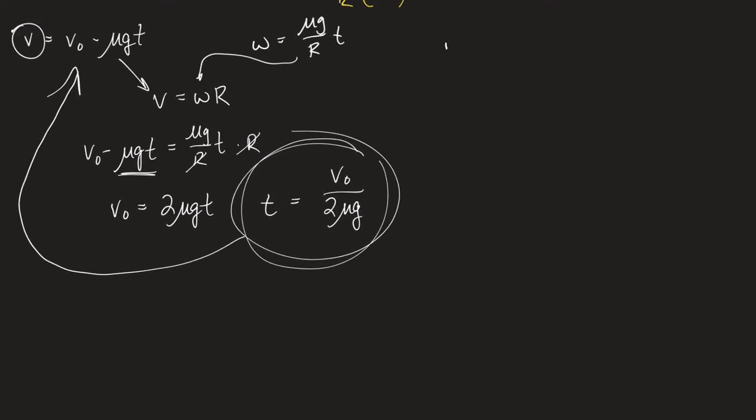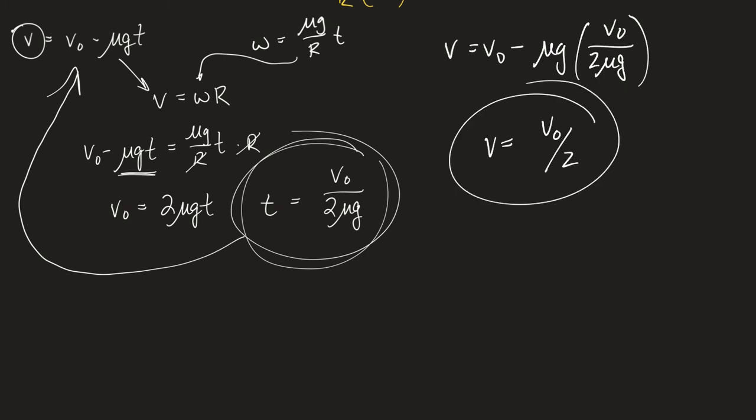So v equals v naught minus mu g times v naught over 2 mu g. The mu g's cancel out, and I get v naught over 2, so this must happen when we are at half the speed. I would have never predicted that. I bet that has to do with the fact that it's a ring. I think a solid sphere would probably do it sooner. It's easier to turn.